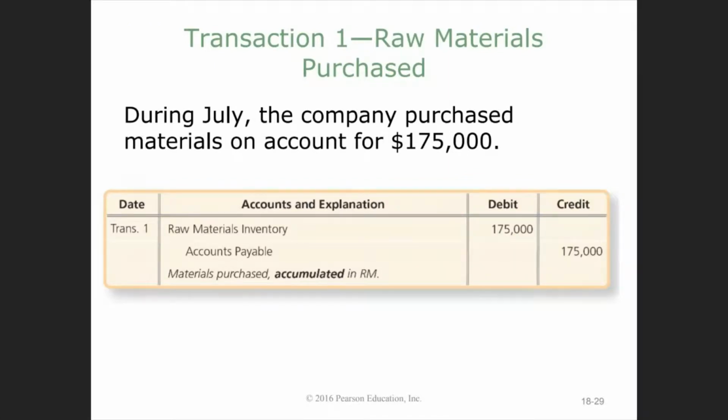During July, the company purchased materials on account for $175,000. So we see here we've purchased materials of $175,000. What are we going to debit and what are we going to credit to show the purchase of materials for $175,000?